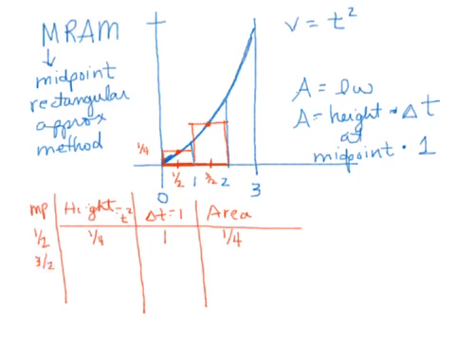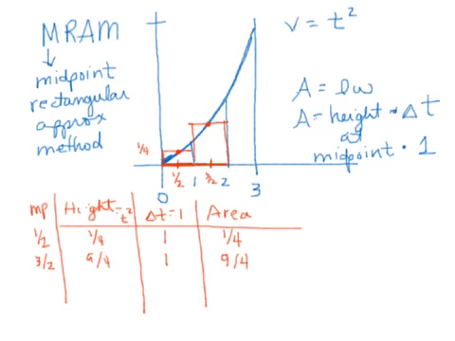So we're looking for a point exactly halfway between 1 and 2, that's 3/2. And when we substitute 3/2 in for t squared, you're going to get 9/4. We're going to multiply it by the width, which is 1. So here's my area, 9/4.